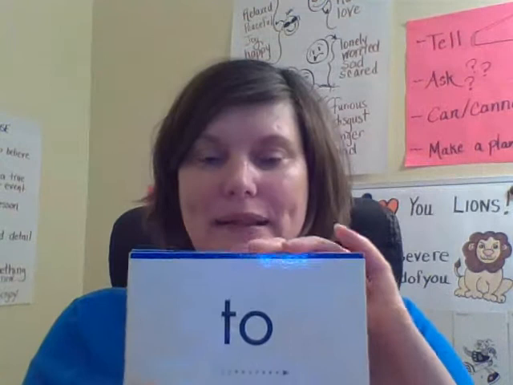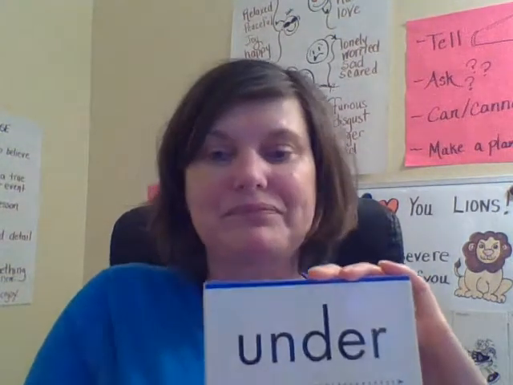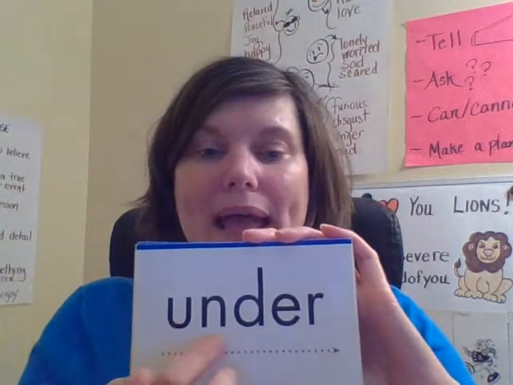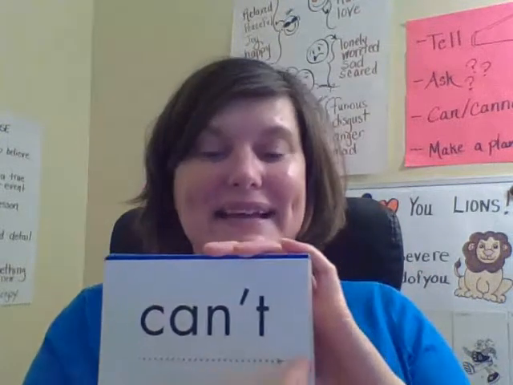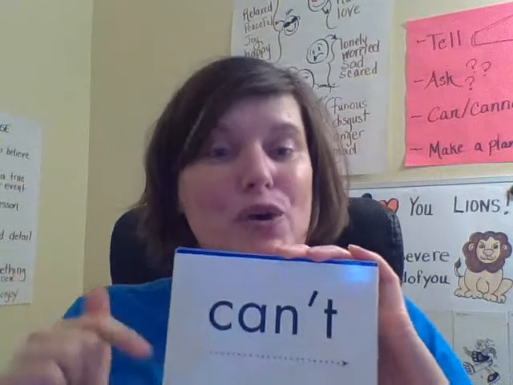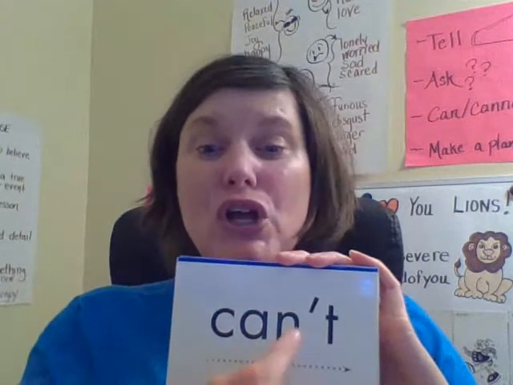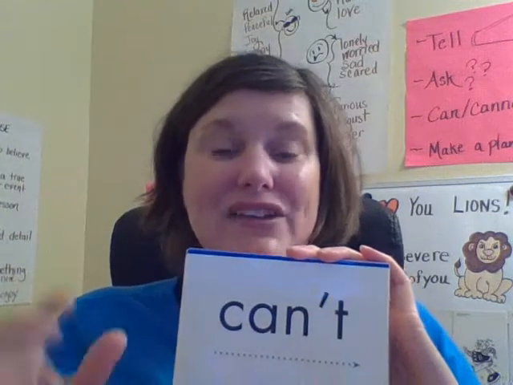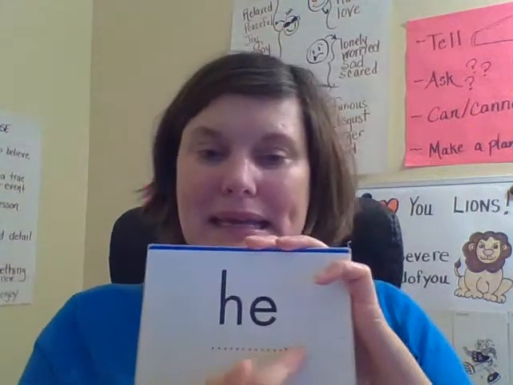Okay, read, spell, read. Two, T-O, two. Good. Under, U-N-D-E-R, under. Can't, C-A-N apostrophe T, can't. Remember, this is a contraction. A contraction is two small words glued together, and it's a shorter way of saying two small words, and the apostrophe glues them together. He, H-E, he.